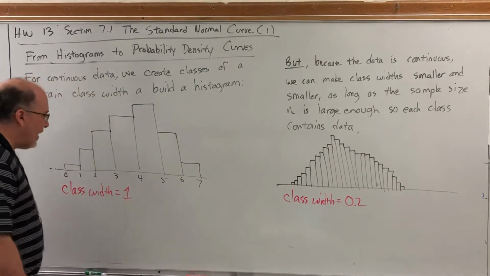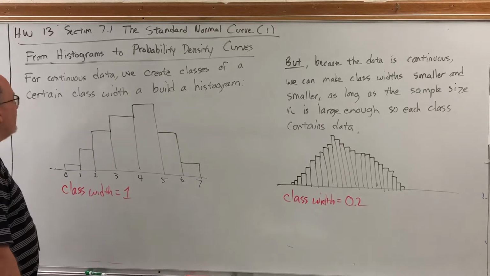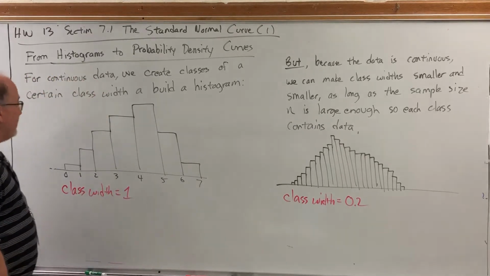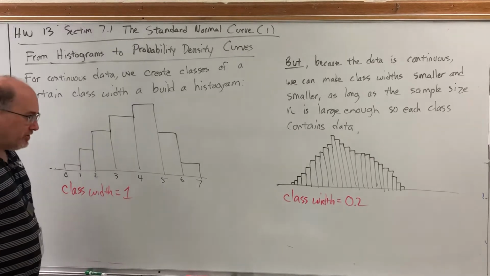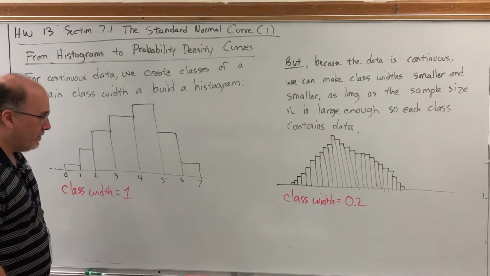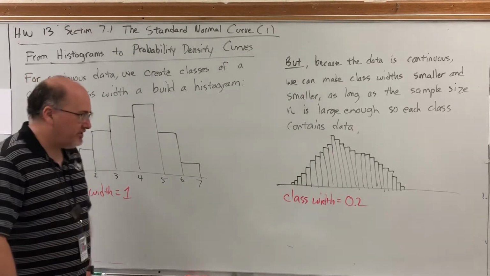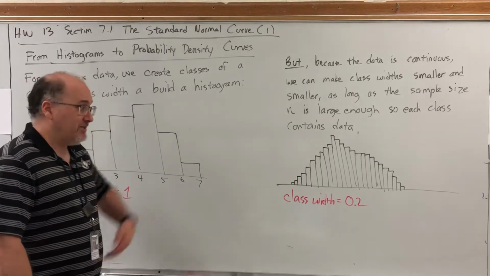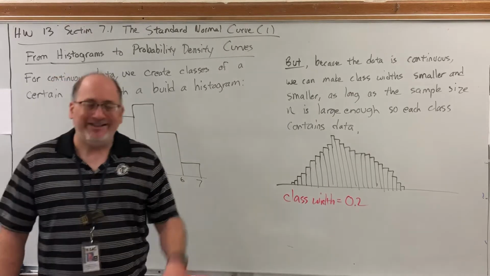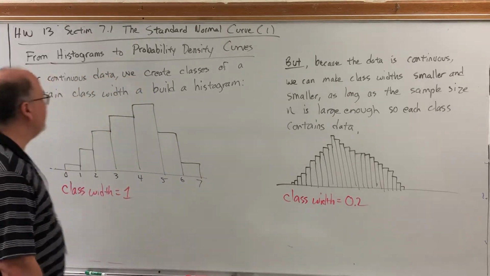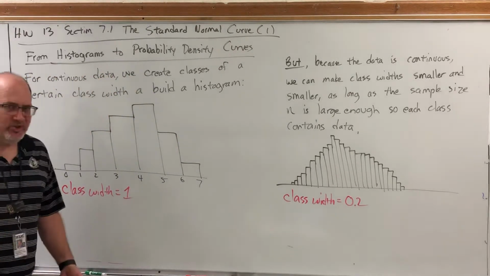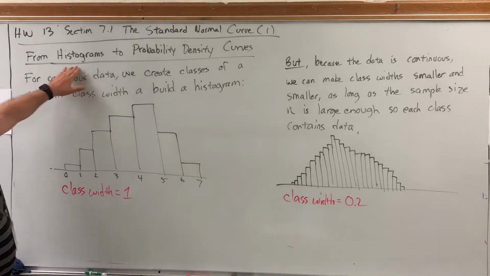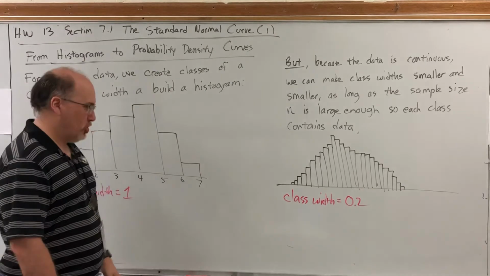Now, why does that matter? Because we're about to make a big transition. We're about to make the big transition from discrete data to continuous data, and probabilities leading towards inferential statistics, estimating something about a population, testing a claim about a population. So how do we make this big transition? Well, let's start with the transition from histograms to probability density curves.